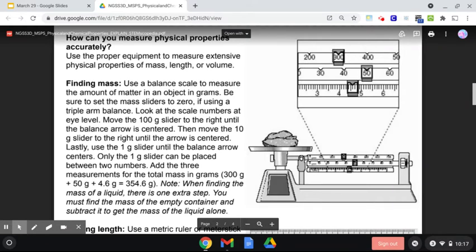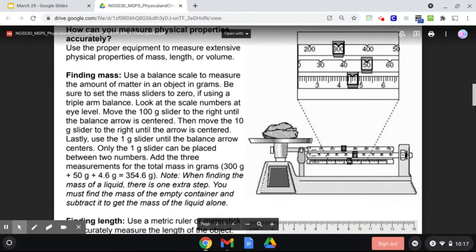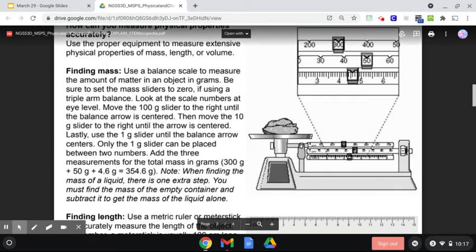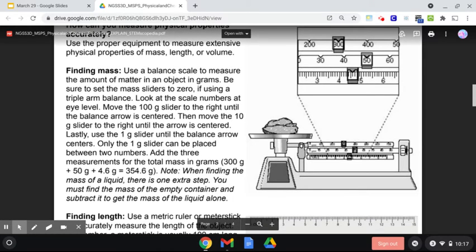Look at the scale numbers at eye level. Move the 100-gram slider to the right until the balance arrow is centered. Then move the 10-gram slider to the right until the arrow is centered. Lastly, use the 1 gram slider until the balance arrow centers.